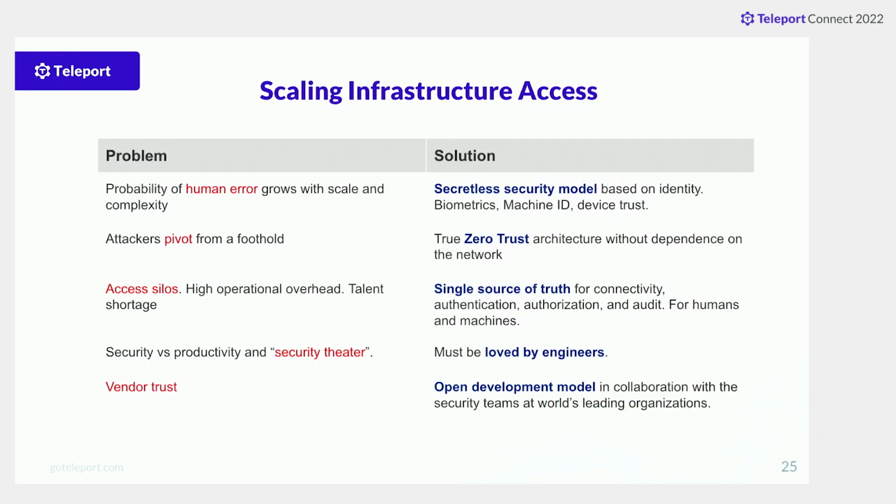So to sum things up, what does it mean to scale infrastructure? Well, the first thing you have to do is eliminate the consequences of human error by adopting a secretless security model. This is, by the way, not just true for Teleport and not just true for infrastructure access. This is true for security in general. Make sure that you're immune to human error. Prevent pivots by adopting true zero trust.